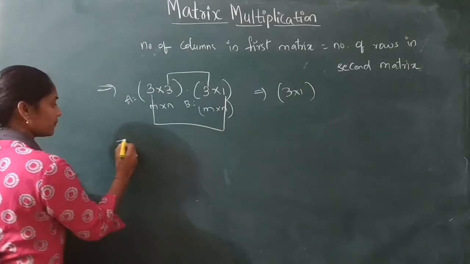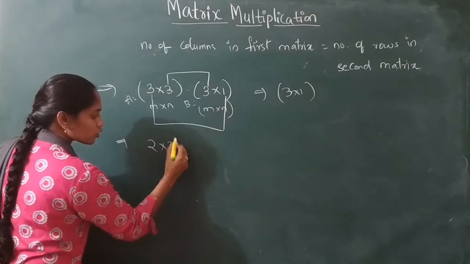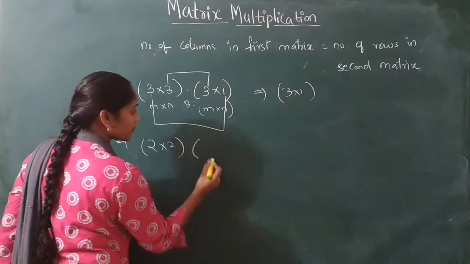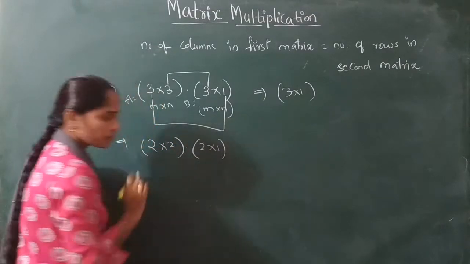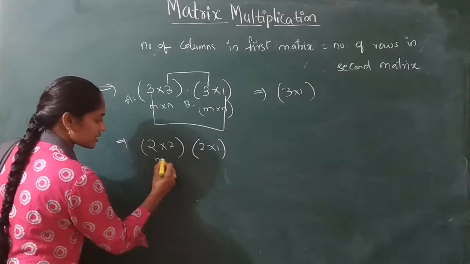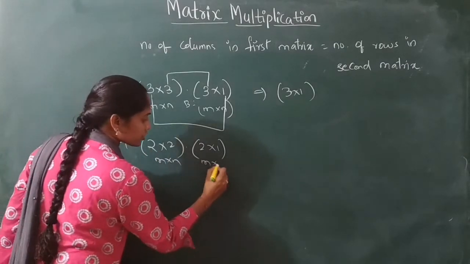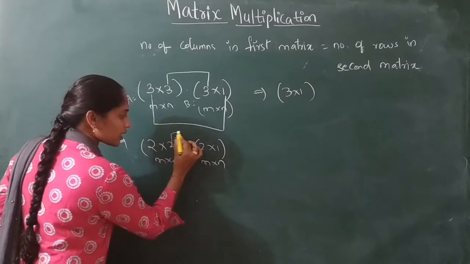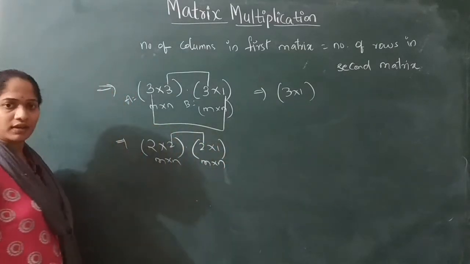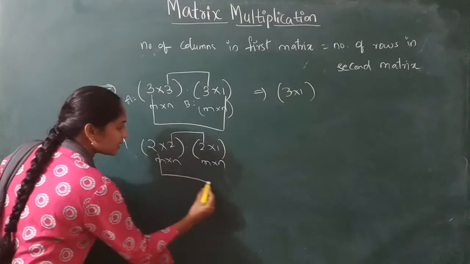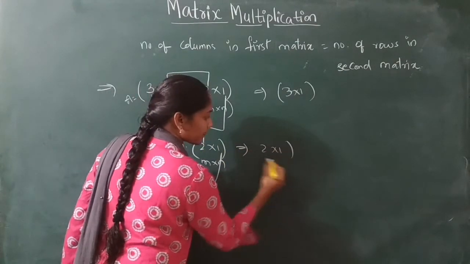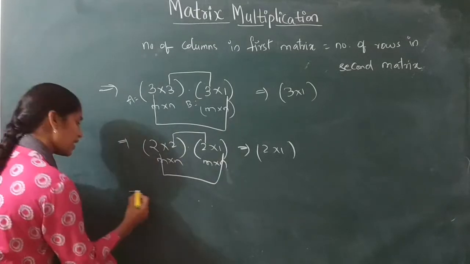Let's see another one. Taking a 2 cross 2 matrix A, and you are multiplying it with a 2 cross 1 matrix. So let's check M cross N and M cross N. Now what you have to check is whether the number of columns is equal to the number of rows or not. Yes, 2 cross 2, and the resultant matrix will be of the order 2 cross 1. Is that clear for you?